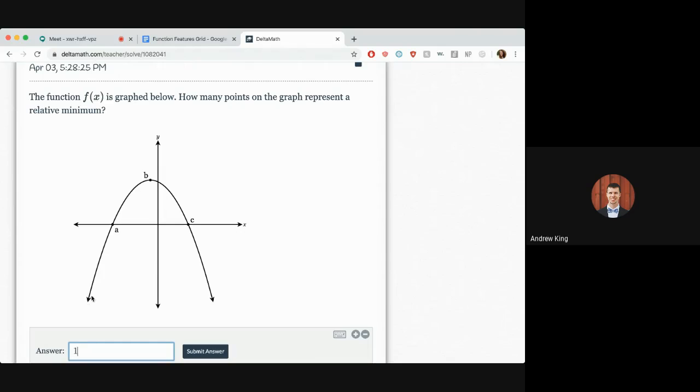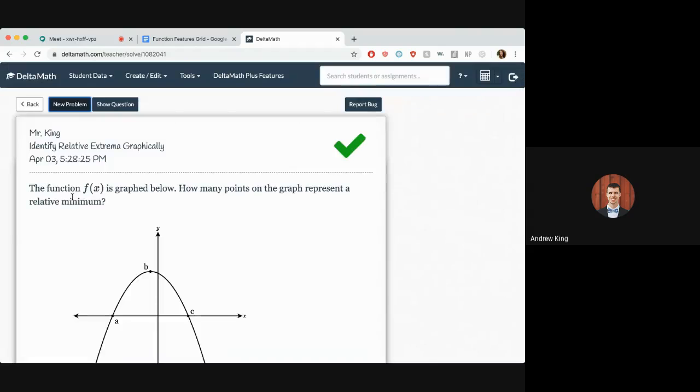You might say, well, down here is a minimum because it's very low. The reason this isn't a minimum is because, first of all, there's not a point there. It's just an arrow. But also, it has to change from increasing to decreasing or vice versa. There's no change here. It's just all decreasing, right, as you go from the right to the left in this case. So there are no minimums here. The answer would be 0. No relative minimums.